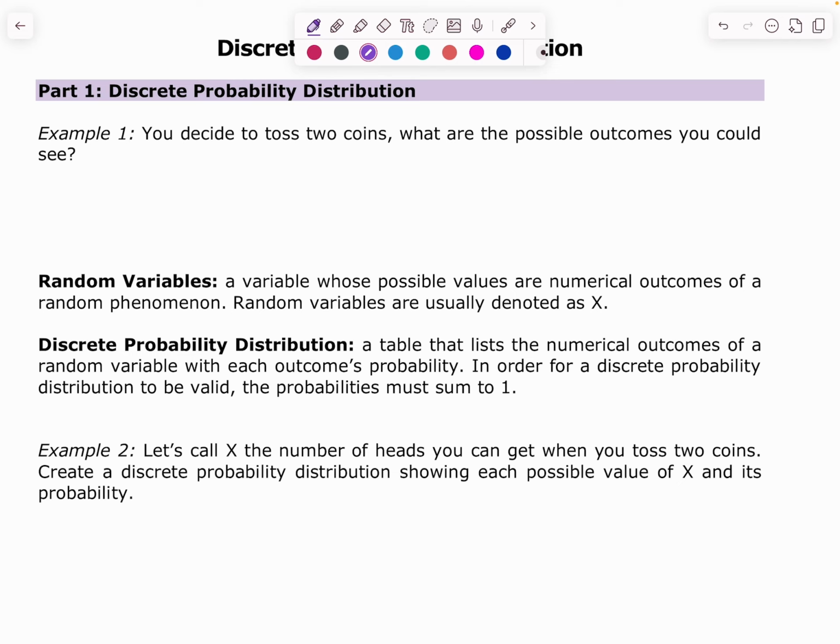Well, thinking about this, if I toss 2 coins, I could get a heads and a heads. I could get a heads and then a tails. I could get a tails and then a heads, or I could get a tails and then a tails. Those are the possible outcomes. So this is my sample space of possible outcomes.